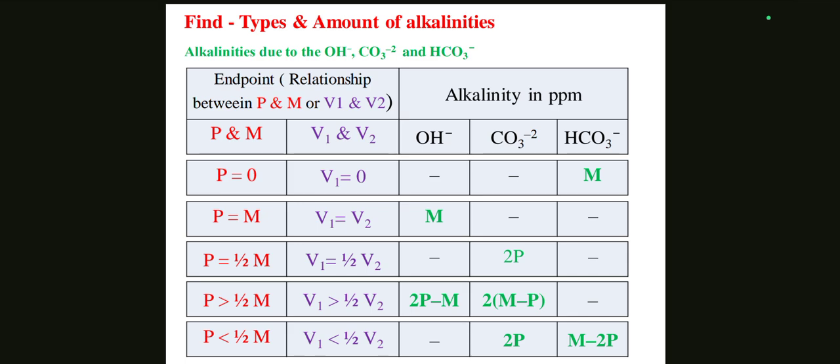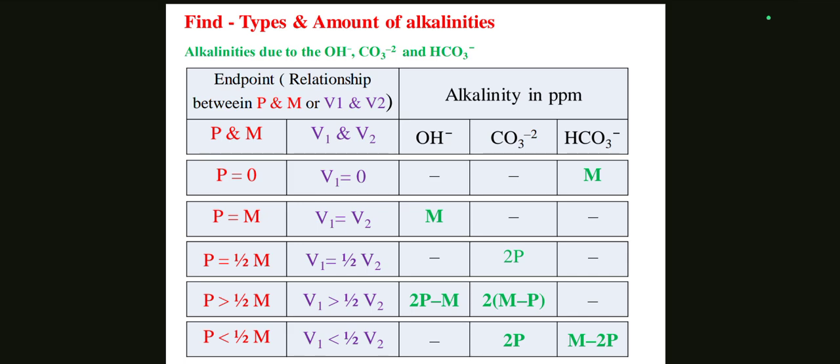Okay, so in that case you can see three columns, that is alkalinity in ppm: OH minus, CO3 2 minus, HCO3 minus. Below OH minus there is a dash, it means absent. Below CO3 2 minus you can see a dash, it means absent. And for the last one, HCO3 minus, in green color I mentioned M. So HCO3 minus will be the type, only one type, and for finding the amount of that type you have to take the value of M.